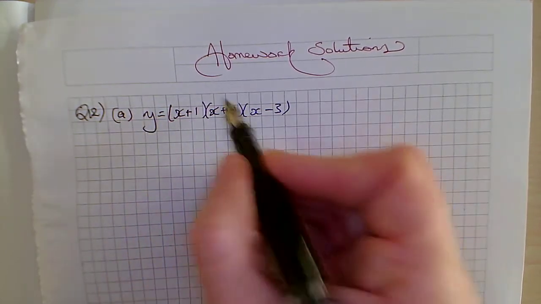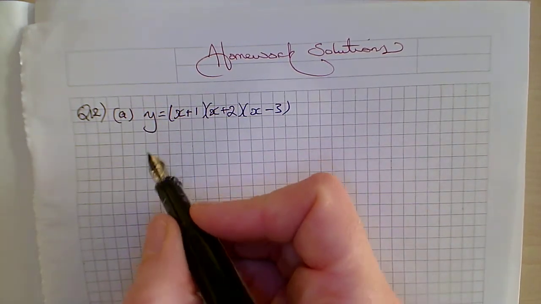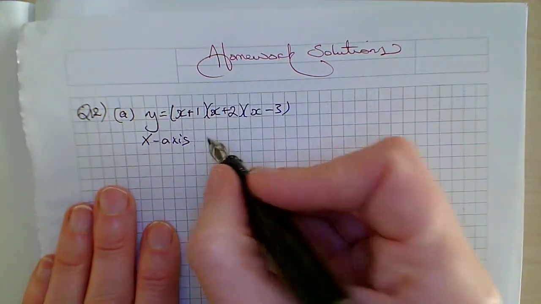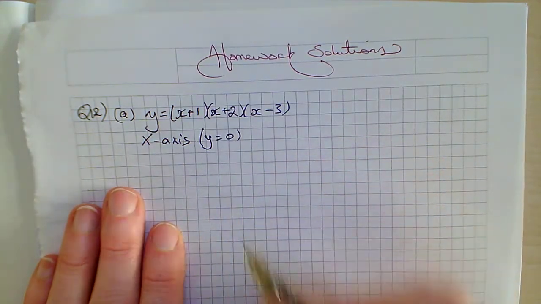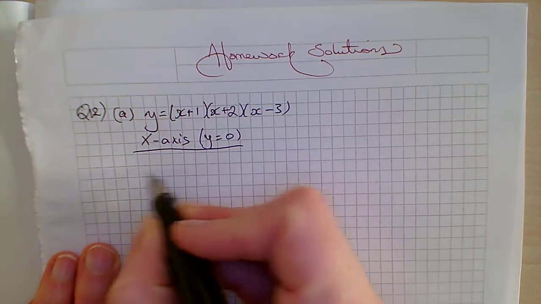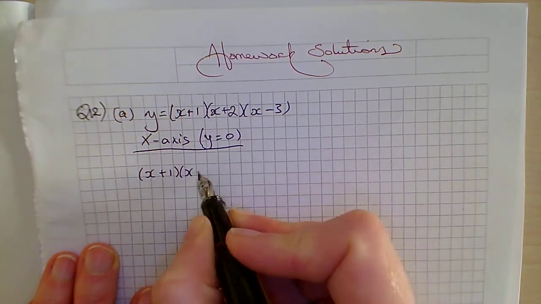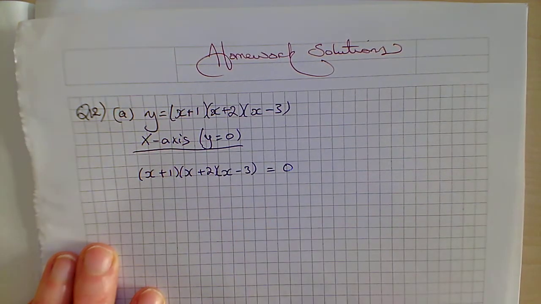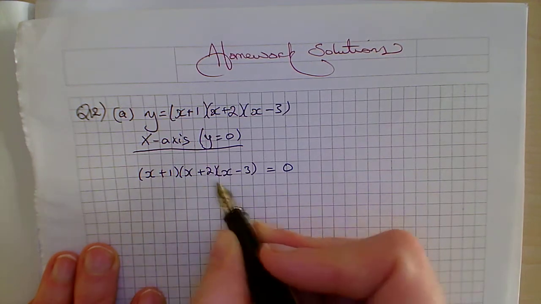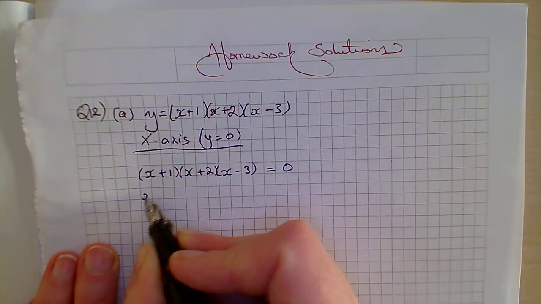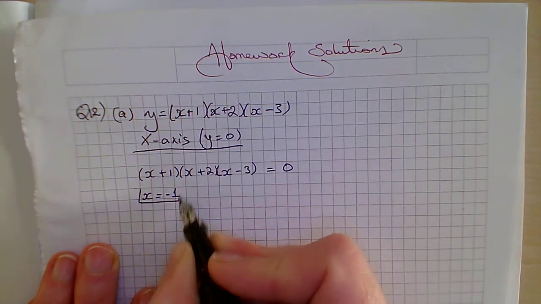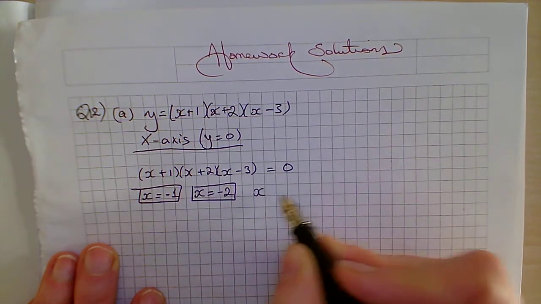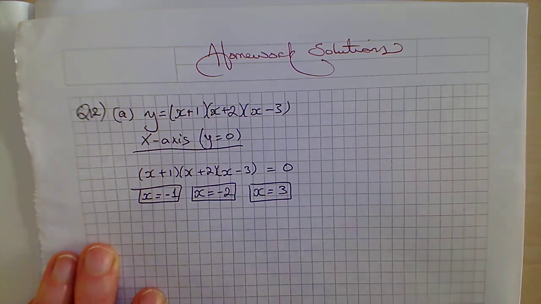So what we can see there is this is the factorized form of a cubic equation. So straight away, when I'm trying to find where it intersects the x-axis, I'm looking for the x values that will make y equal to 0. So just a reminder that that's what that means. So x plus 1, x plus 2, x minus 3 all equal to 0. And what that means is that each of these brackets in turn could be equal to 0. So when x plus 1 is equal to 0, x is equal to negative 1. When x plus 2 is equal to 0, x is equal to negative 2. And when x minus 3 is equal to 0, x is equal to positive 3.